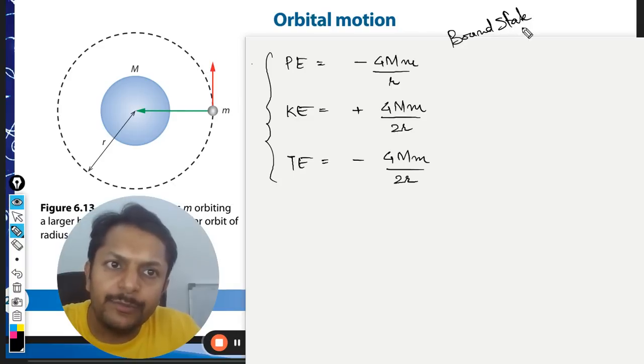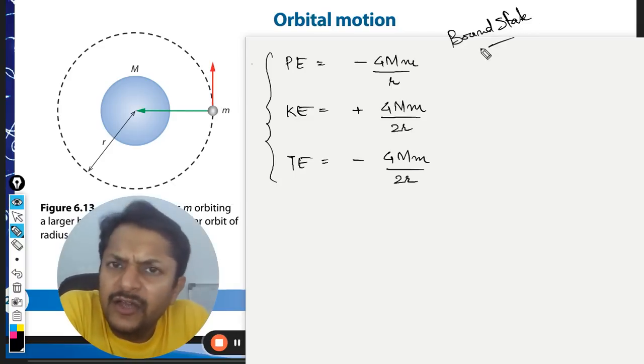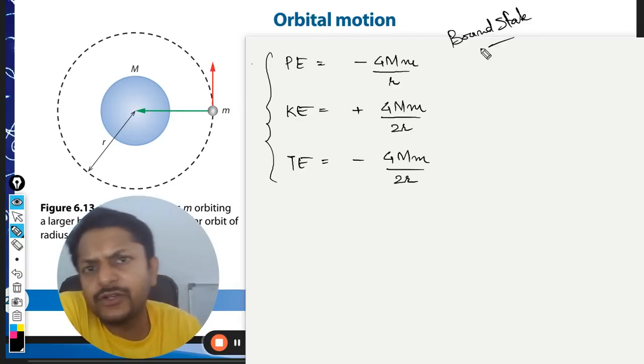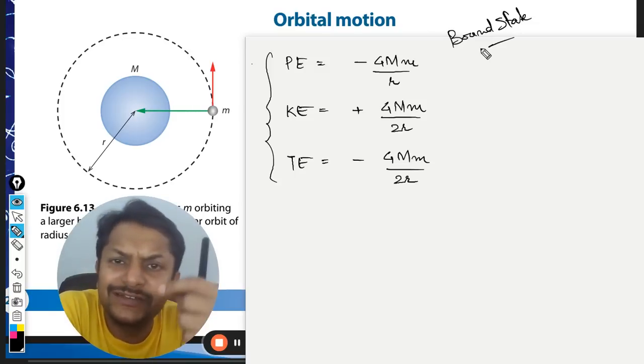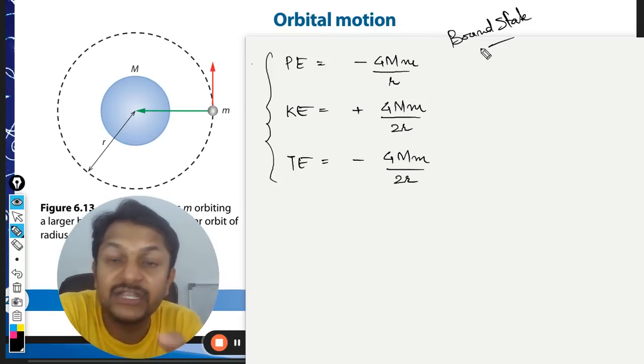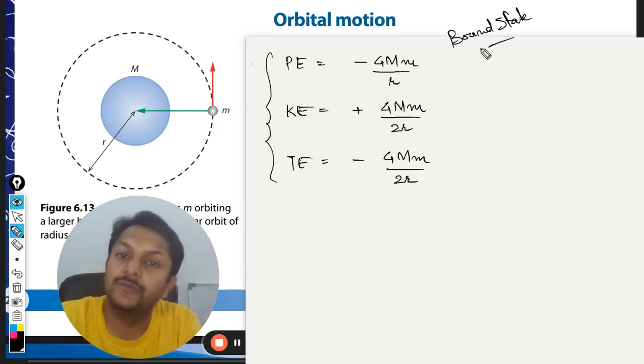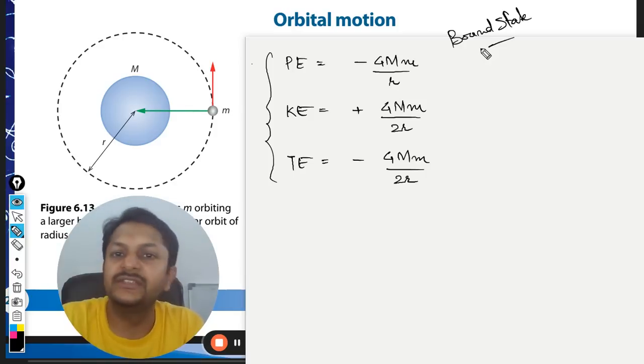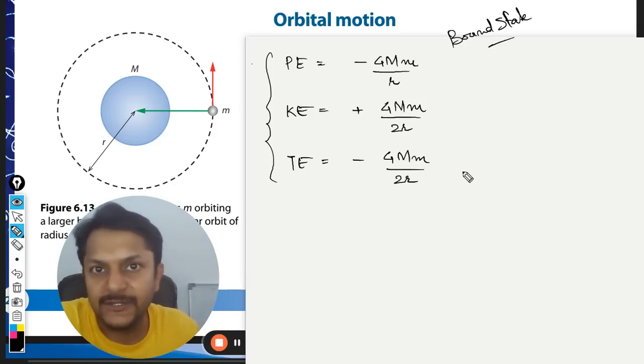Now, a similar bound state case will be undertaken when we start learning our topic E, when we talk about the nucleus and the electron motion. At that time, also, we are going to invoke the same principles. So, this principle is becoming even more important. You can just remember this. This is the bound state.